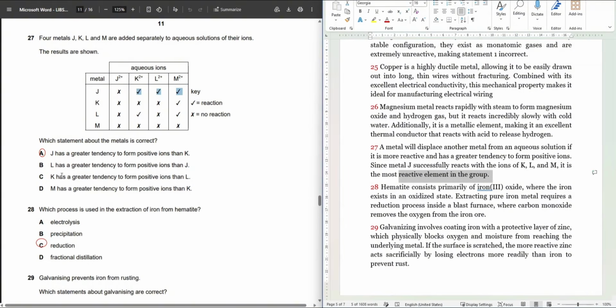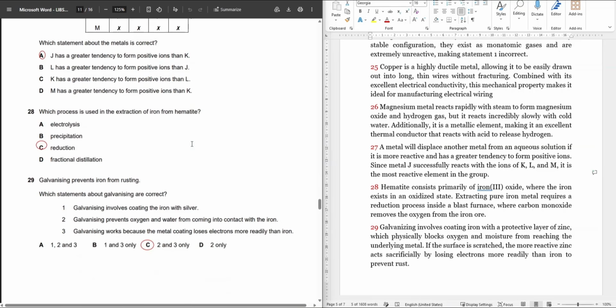Another option is that L has a greater tendency to form positive ions than J. This is wrong because you see there are only two ticks. Likewise, the other statements are also not correct. So our answer choice A is correct because J is reacting with more ions and metals. All right, let's do our next question.